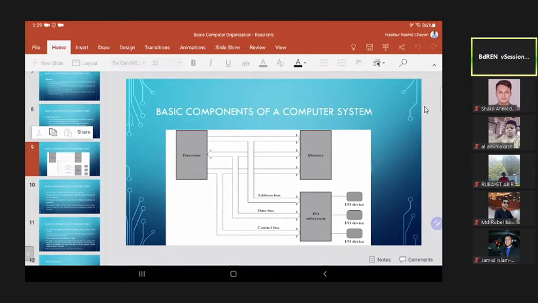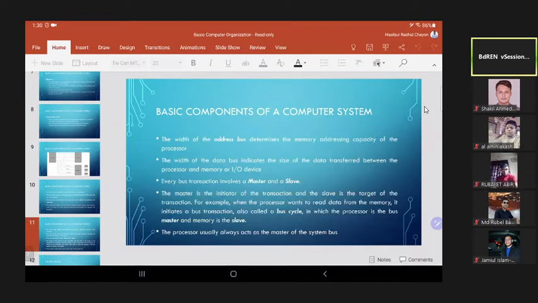So why do we call them master and slave in all data transmission systems? Because the master controls all the activity, all the permissions and everything. That's why we call it master. The slave just follows the instructions from the master device. Most of the time, the processor is always the master, and the other devices are slaves. So just remember this about the master and the slave.